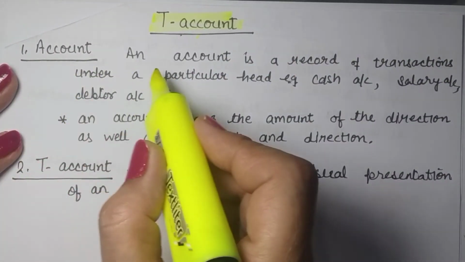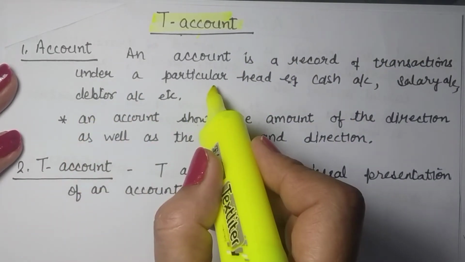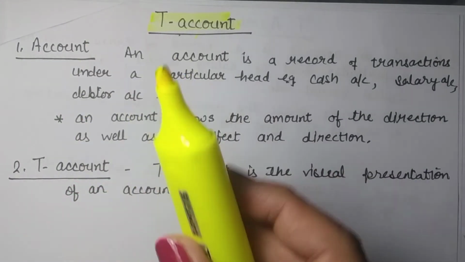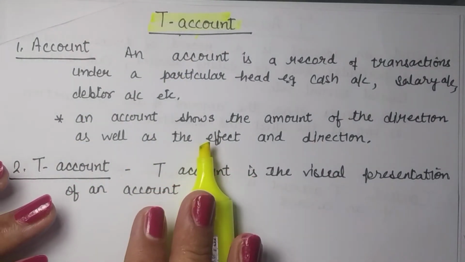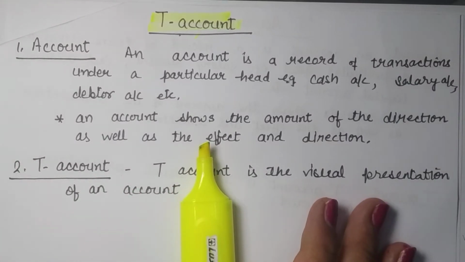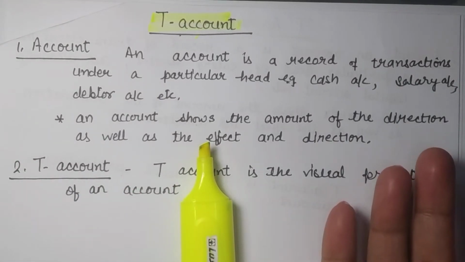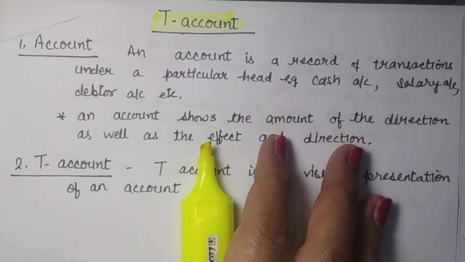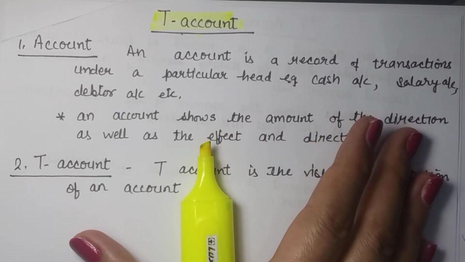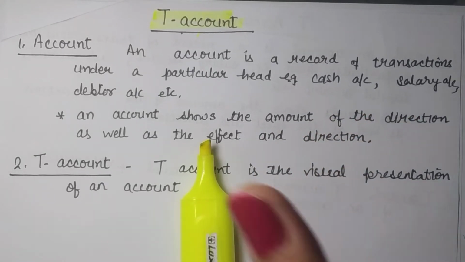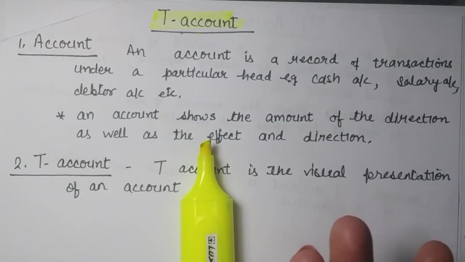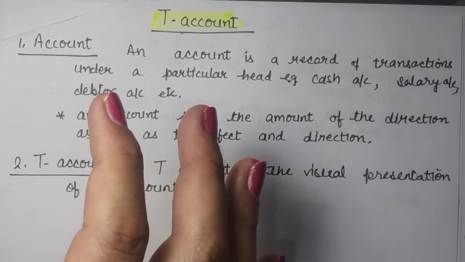Now an account is a record of transactions under a particular head. For example, cash, salary, debtors, creditors, capital. In a business, there are a variety of transactions taking place every day. Now, you will be recording them through the entries. But at a point of time, you may want to pause and think, what is the balance? Do I have sufficient stock available? What is the total expenditure that I have paid? Or what is my capital in the business? Or what is the bank balance or cash balance available with the business?